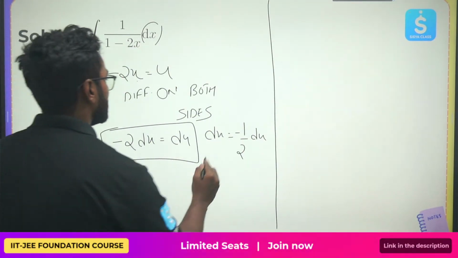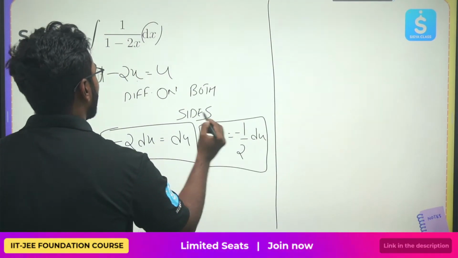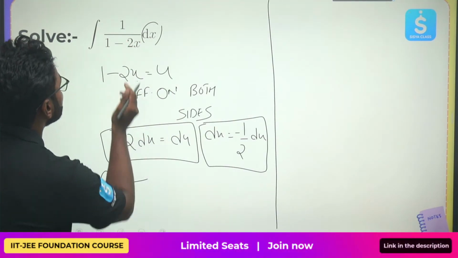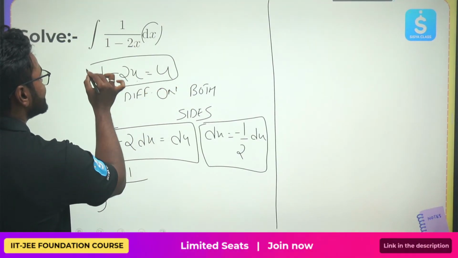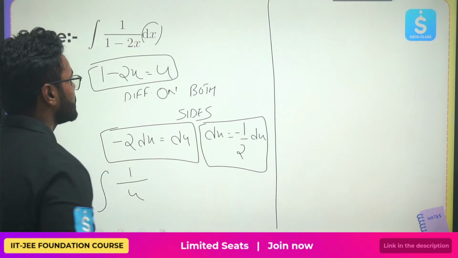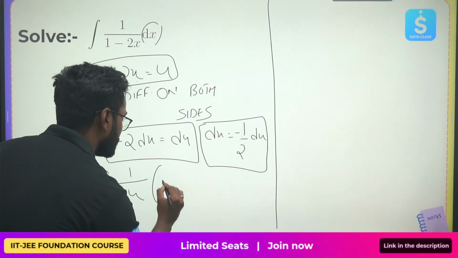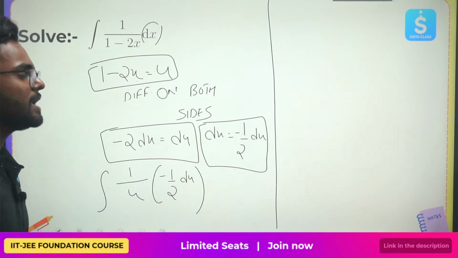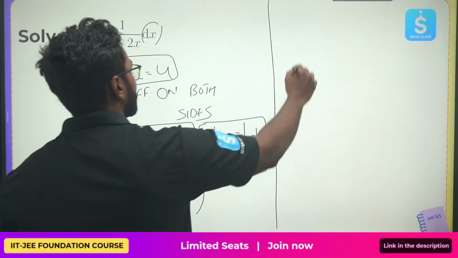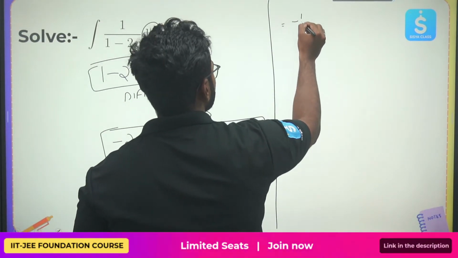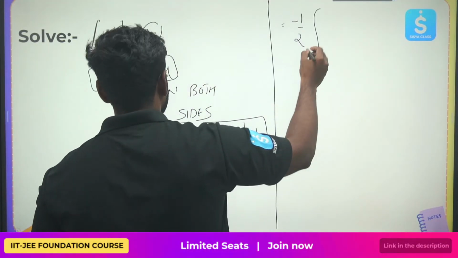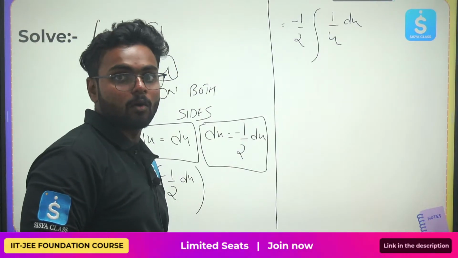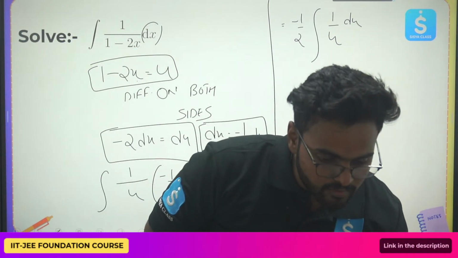Okay, you understood till here. Now let us substitute these values in the above equation. That would be integral of 1 by 1 minus 2x, which is u, and dx is minus 1 by 2 du. Let me get this constant outside, right? If I get this outside, this should be minus 1 by 2 integral of 1 by u du. Okay, now what is the integral of 1 by u du? Application of definition.